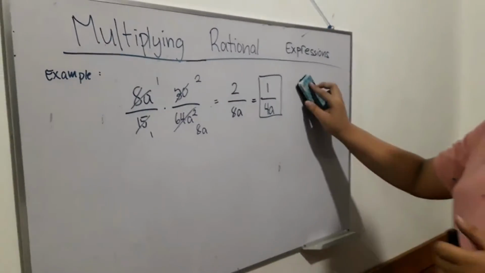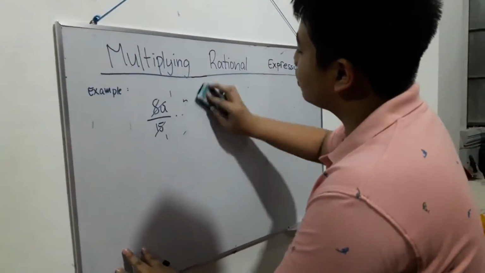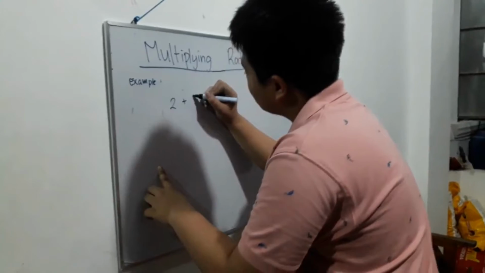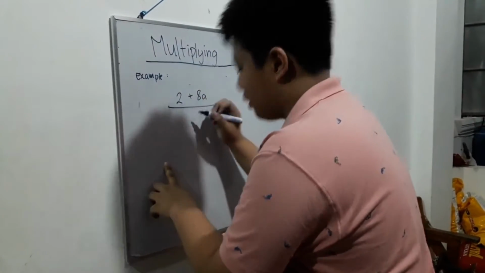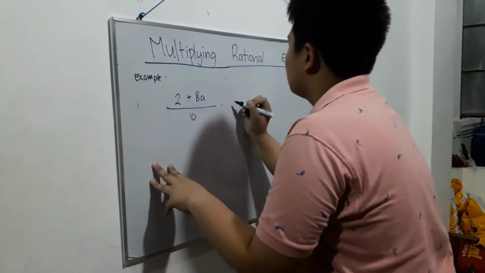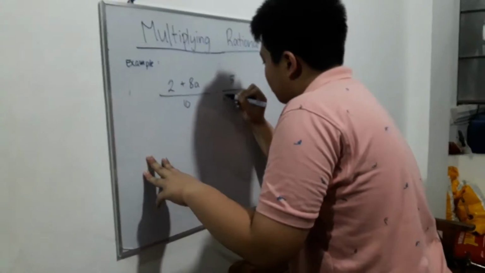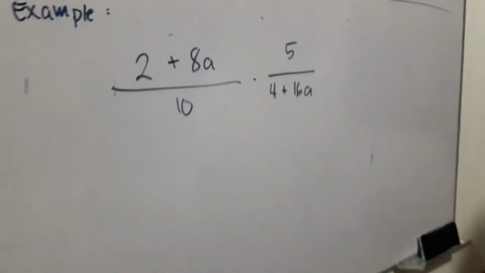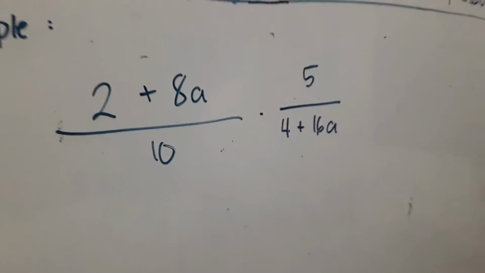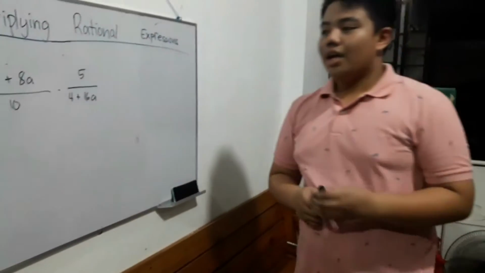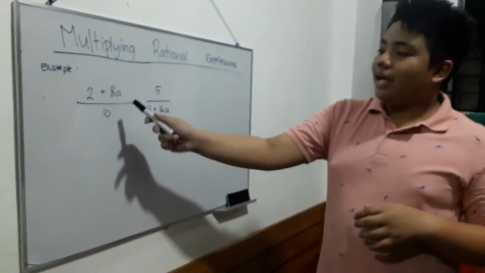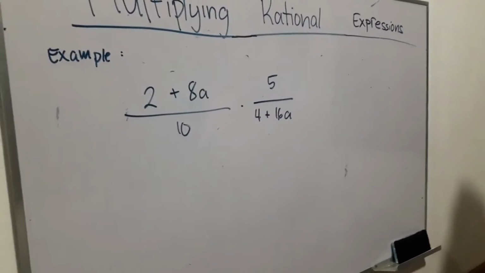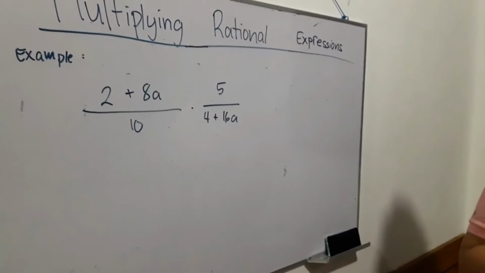Now, let us move to our second example. Here is my second example. 2 plus 8a over 10 times 5 over 4 plus 16a. Here, you still have to memorize the 3 basic rules in multiplying rational expressions.